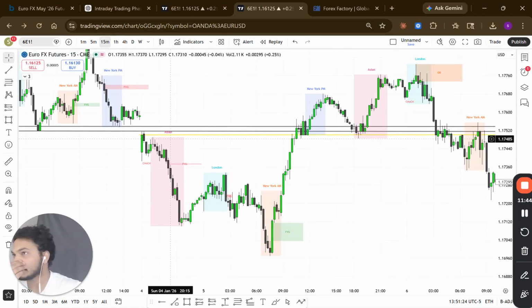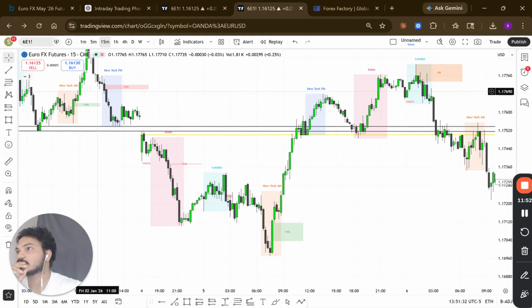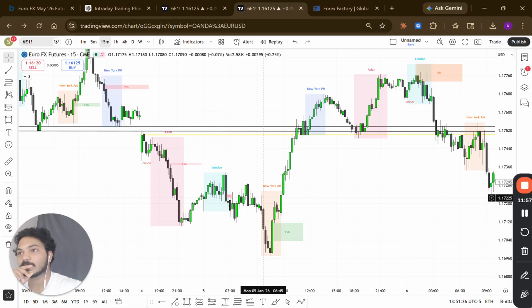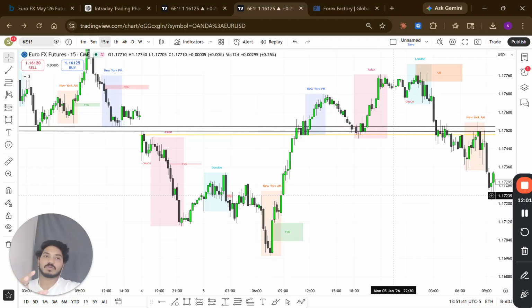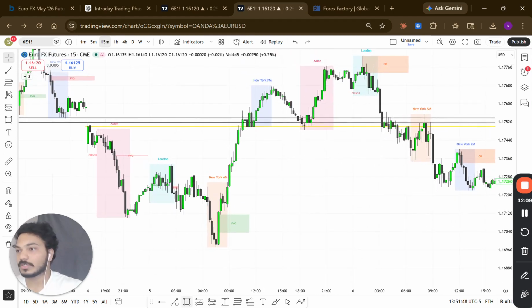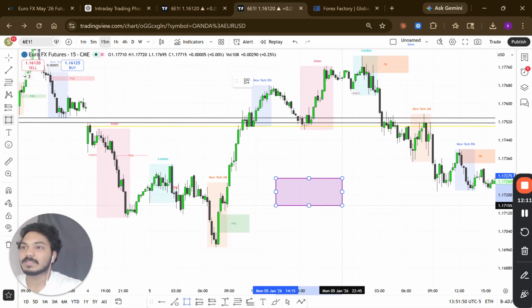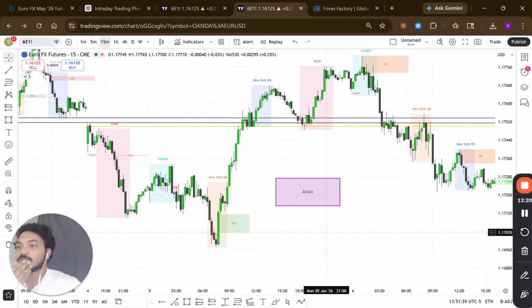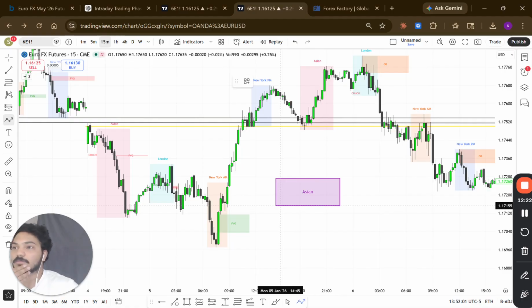So in this Asian session, it made a high here, low here. So this is the Asian range. Once that is done, I am expecting London to move. Just remember, let me help you with this. Let me try to draw it here. Let's think of this as Asian range.